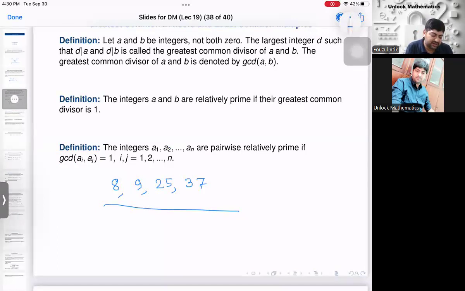Clear? It is not necessary that the numbers themselves be prime. But their pairwise GCD should be 1. Therefore, they are pairwise relatively prime. I hope this is clear.